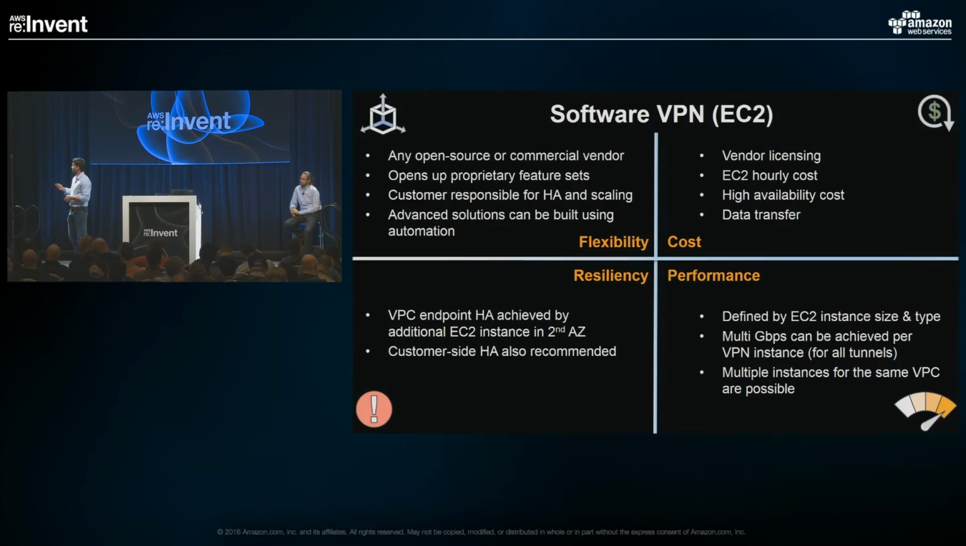So let's recap. Software VPN on EC2: you install an open source or a vendor software on an EC2 instance. It can be leveraged to create advanced architectures like the transit VPC. Customer has to think about high availability both at AWS side and their end, although there are automations to help you with that. You pay for vendor licensing and EC2 instance costs. From a performance point of view, it is determined by the EC2 instance size and type. And if you're using one of our beefier instances, you can easily get multi-gigabits per second per EC2 instance.